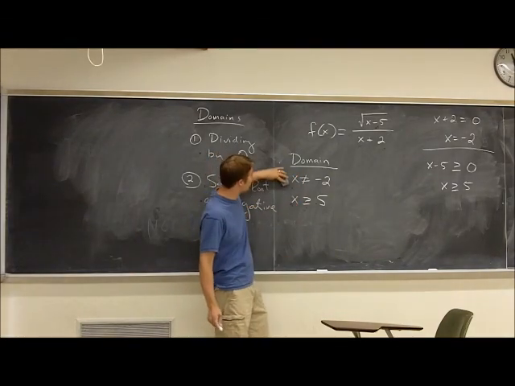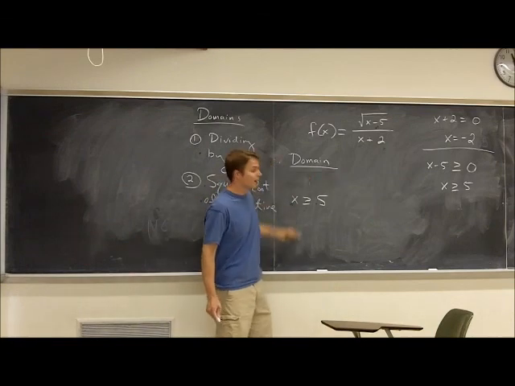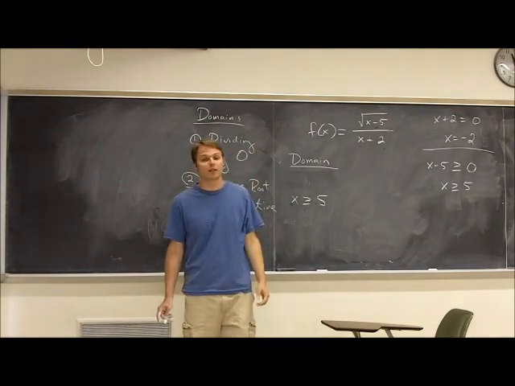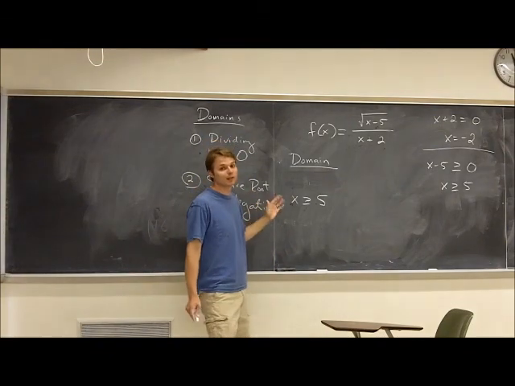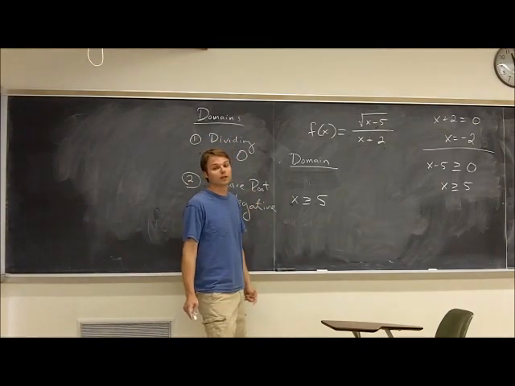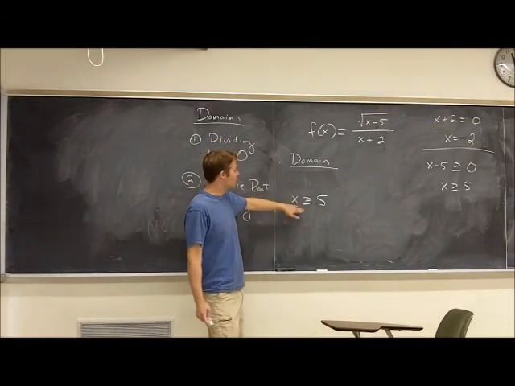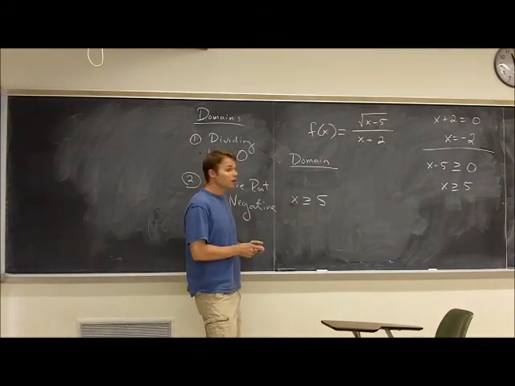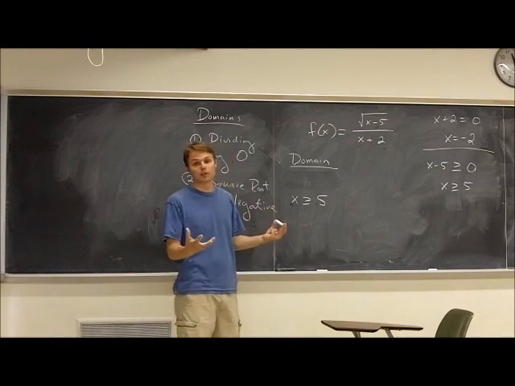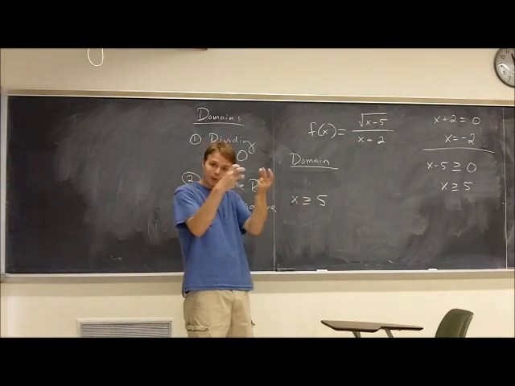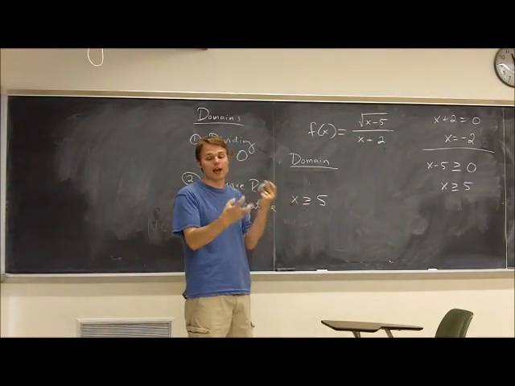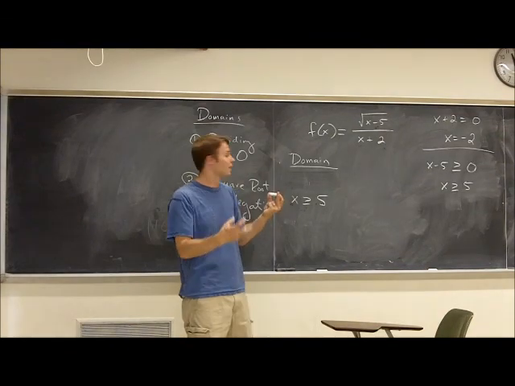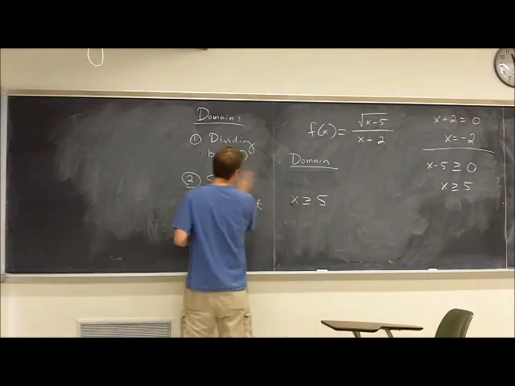So really, this is redundant to have here. For my domain, the only thing I need is that x is greater than or equal to 5, because if I have that, it's automatically going to mean that x is not equal to -2. We can get by with just writing x is greater than or equal to 5. So whenever you have two parts of your domain that you're considering, at the very end you need to put them together and logically figure out how you want to write your domain. I'll give you a different example.